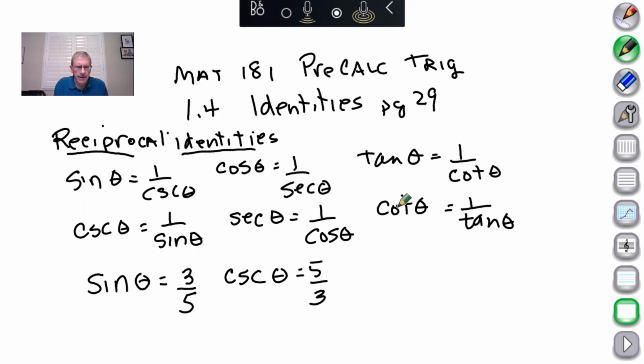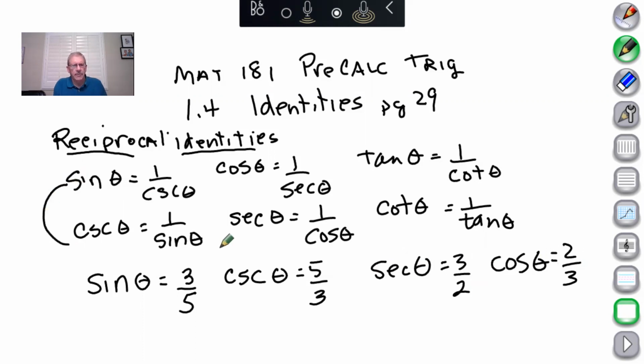This is kind of a fancy way of writing it out. Let's do it backwards. If the secant of theta is equal to 3/2, then the cosine of theta is equal to 2/3. So sine and cosecant are reciprocal functions. In other words, their answers are upside down. Cosine and secant, same thing, we invert them. Tangent and cotangent, those are what we call reciprocal functions. Cotangent with tangent, tangent with cotangent.